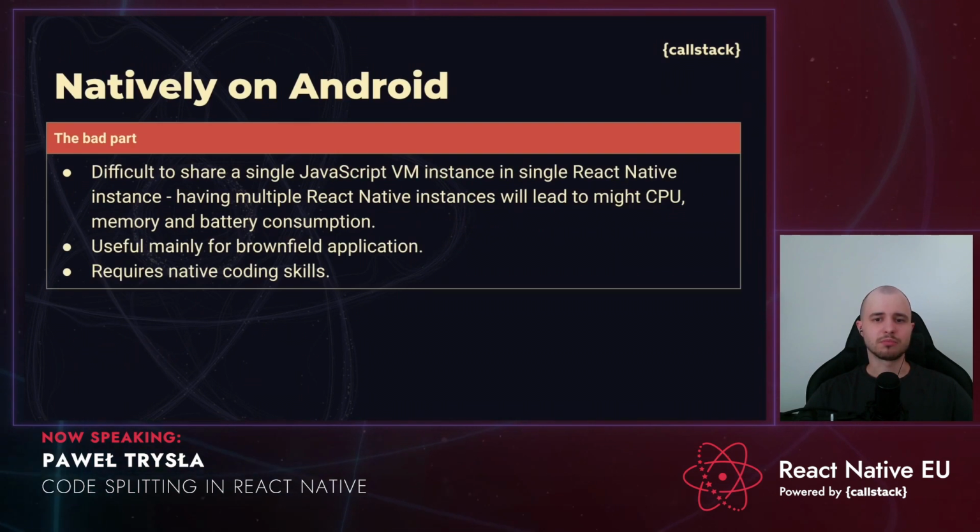The biggest one is that Play Feature Delivery is a native functionality, so it will be difficult to create architecture where JavaScript code uses the same JavaScript virtual machine. It would be much easier to create application with multiple React Native instances, each one in its own Play Feature Delivery bundle. This means that native coding skills and knowledge is required to pull off such architecture, and it will be mainly used for brownfield applications. For greenfield applications, though, the challenge to share single JavaScript virtual machine will be a major blocker.